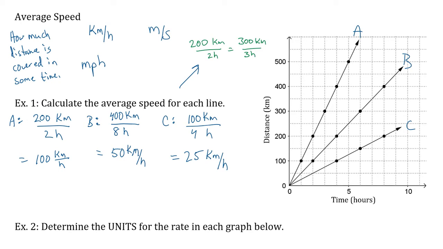And I've included units to think about what the rate represents. It represents the speed or kilometers per hour. Okay, 100 kilometers an hour, 50 kilometers per hour, and 25 kilometers per hour.